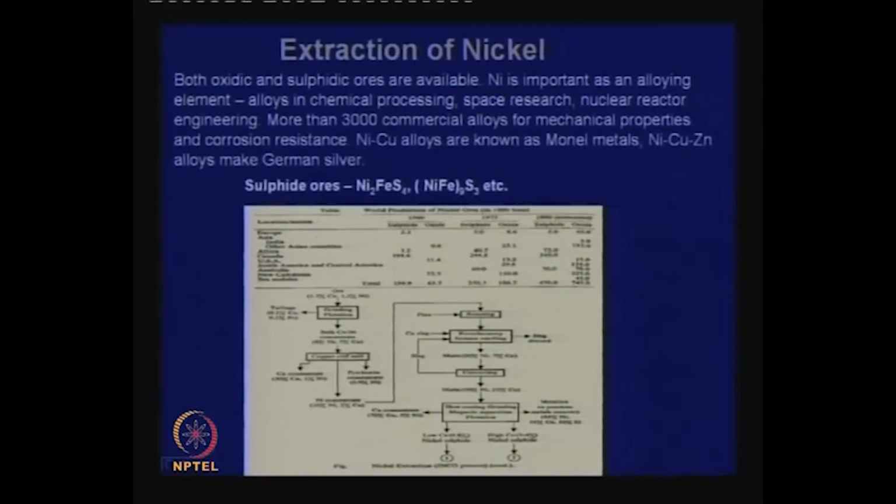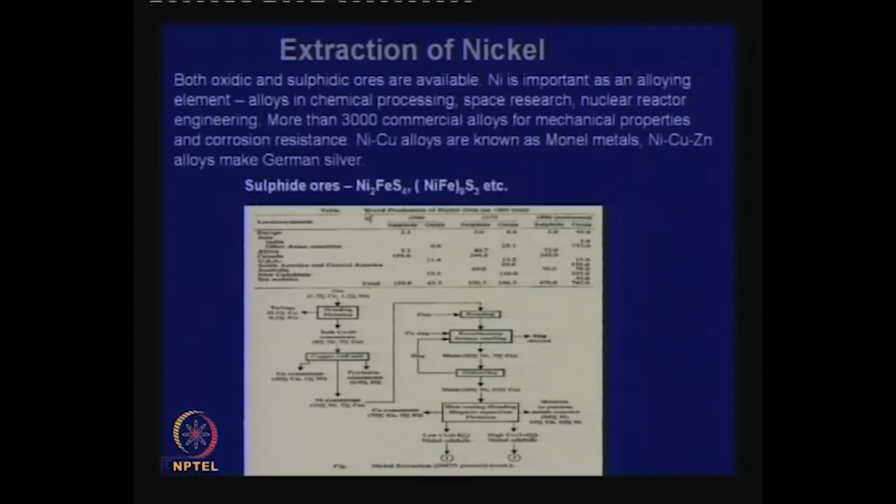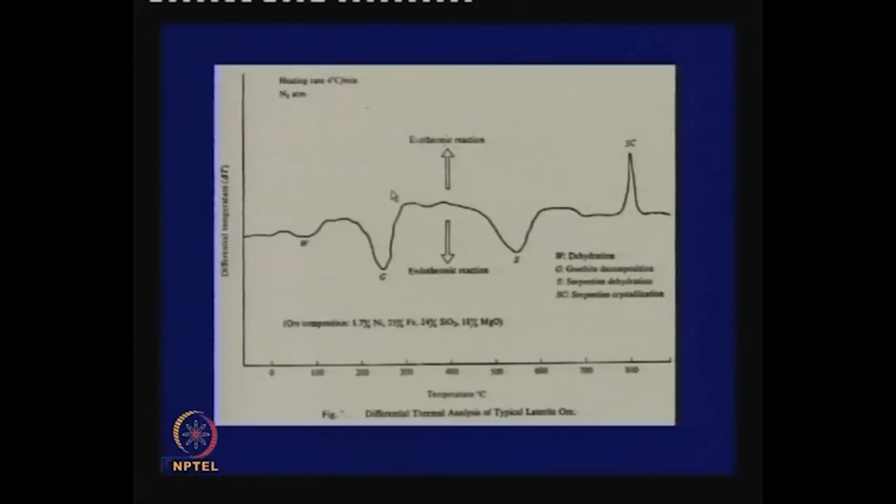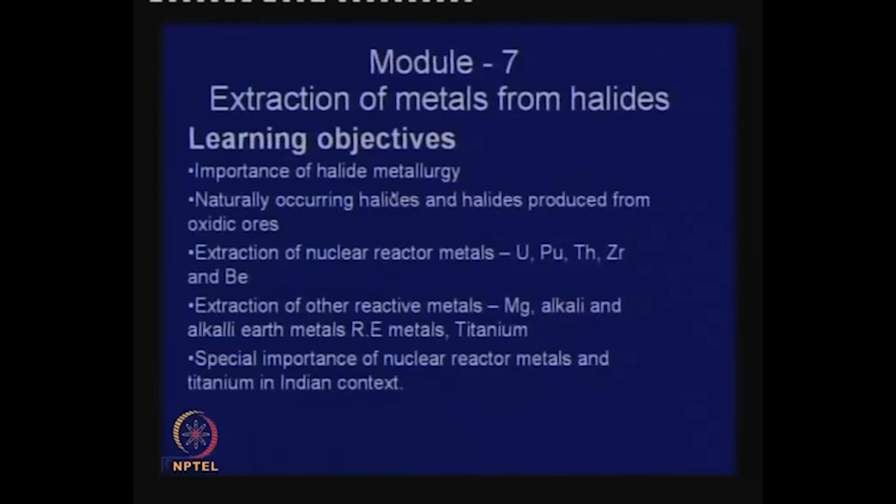Nickel comes from both oxidic sources. The chromite overburden is an oxidic source, but in some countries nickel also is found along with some sulphide ores that contain copper also. There a matte route would be followed. I would avoid going into the details of those.